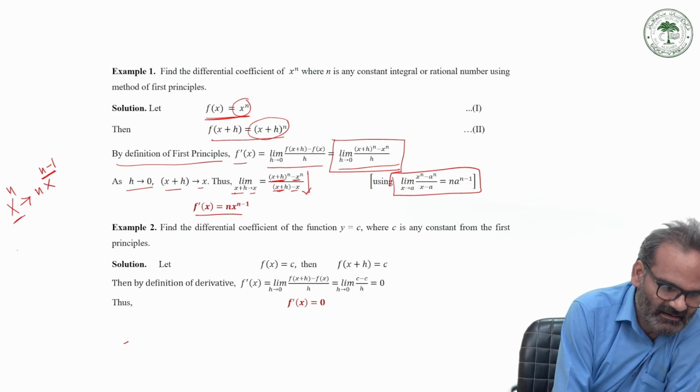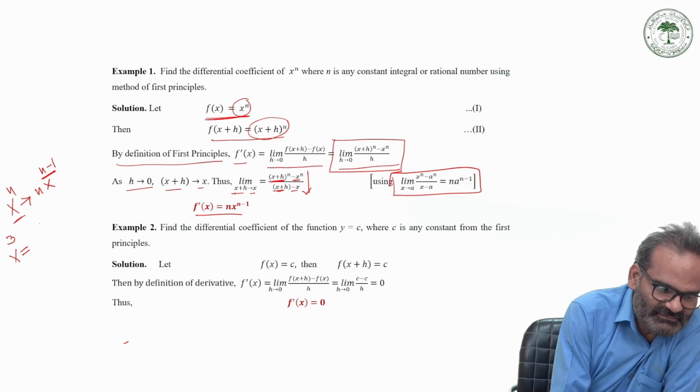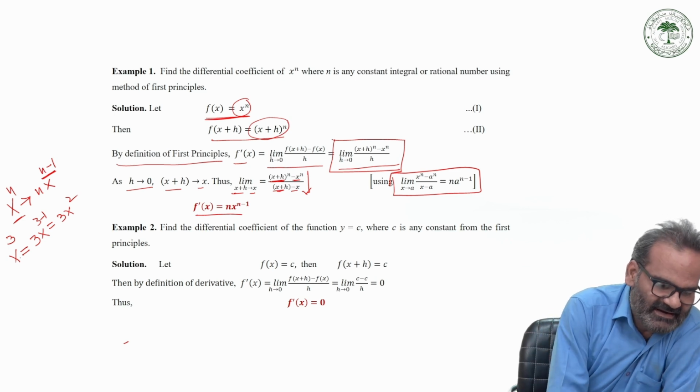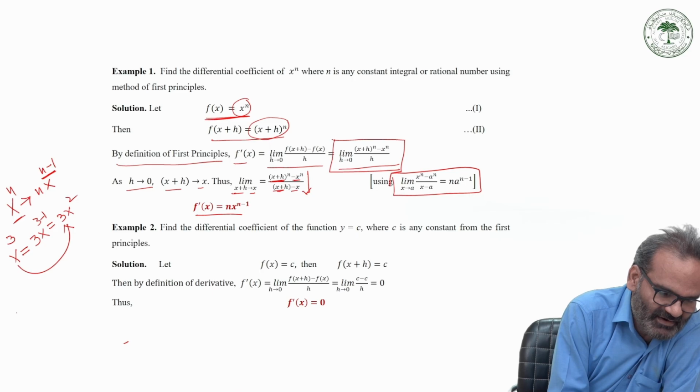See what happens. If I write x raised to the power 3, what is n here? Here n is 3. So by this formula, its derivative will be what? 3x^(3 minus 1), which is equal to 3x^2. So the derivative of x cube is 3x square. How do we write it?